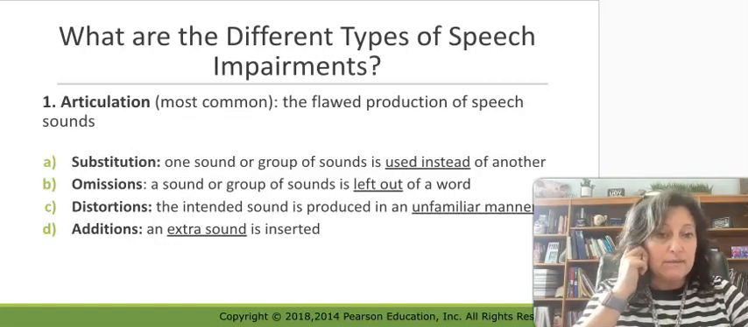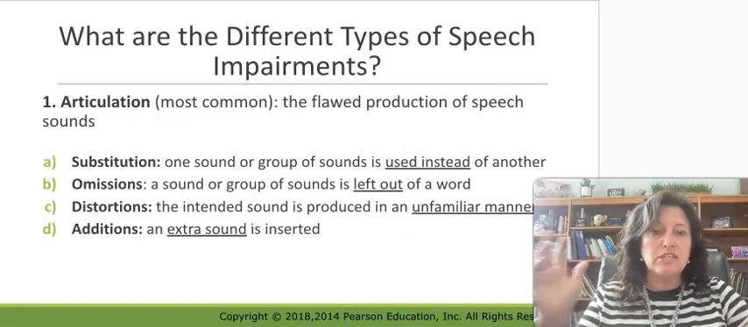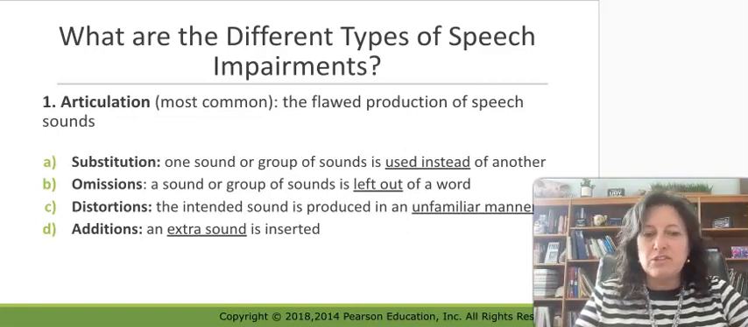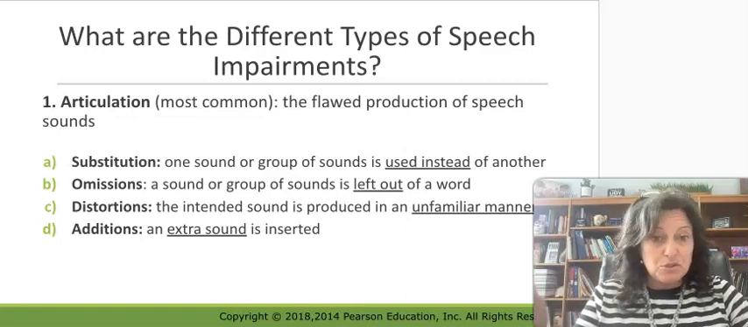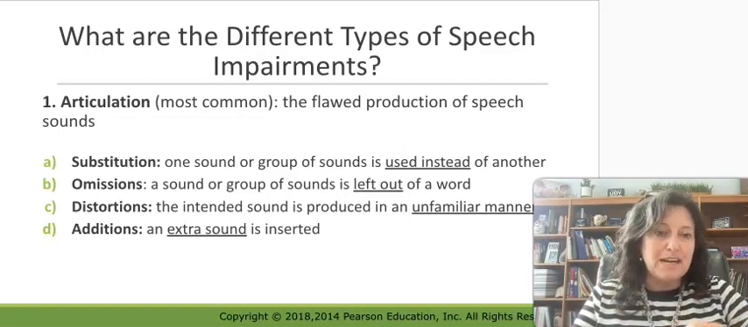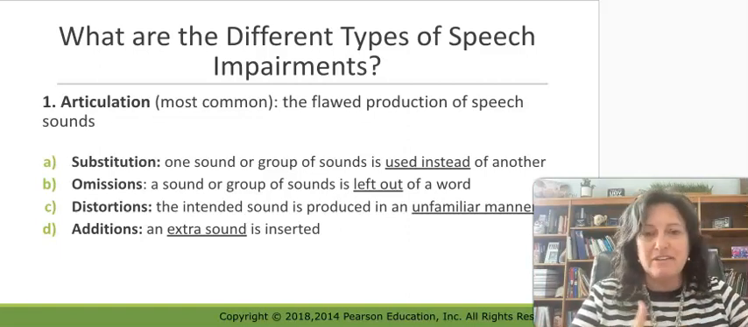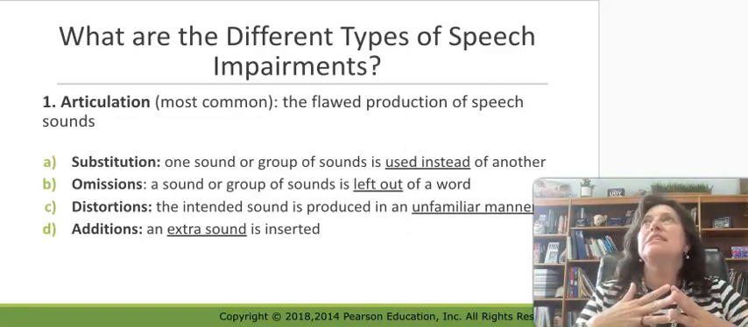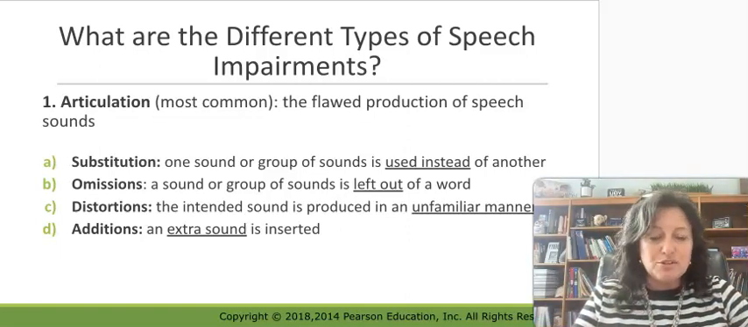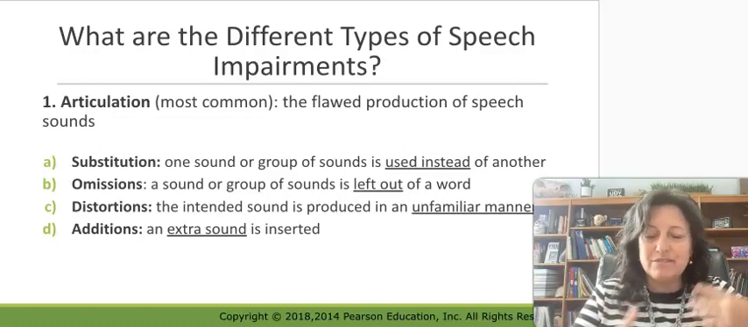Now, different types of speech impairments. First off, we have articulation, and this is the flawed production of speech sounds. Sometimes students will do what's called a substitution, where one sound or a group of sounds is used instead of another. Sometimes this is developmentally appropriate. Sometimes students can't say a TH sound and it comes out as an S. That's a version of substitution.